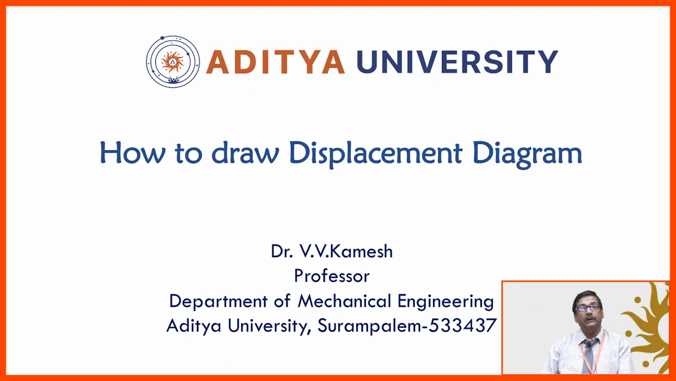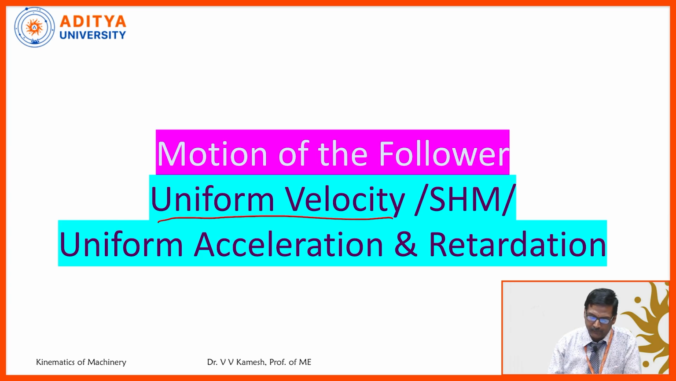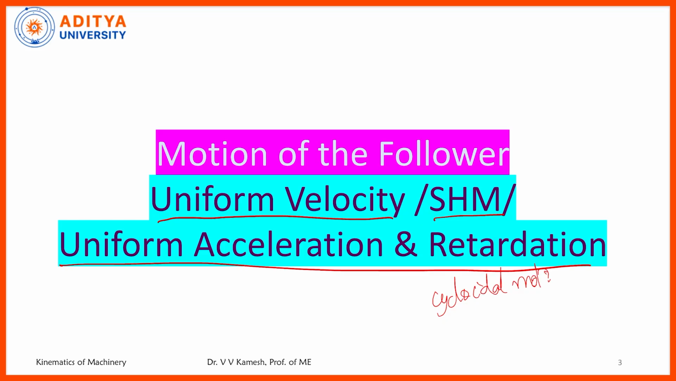In this lecture, we will discuss how to draw the displacement diagram. In the discussion of the cam and follower motion, the motion of the follower can be uniform velocity, SHM, or uniform acceleration and retardation. We also have another one, cycloidal motion, because that deviates most from these earlier three varieties. We are discussing cycloidal motion as a separate one. These three can be discussed side by side and compared easily, but the cycloidal motion we need to discuss as a separate entity.